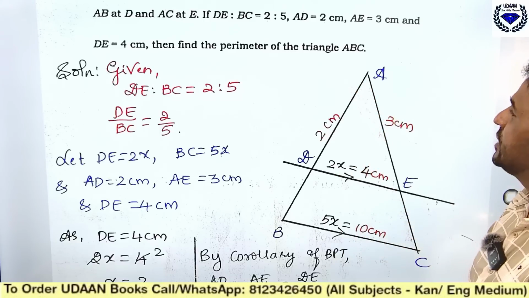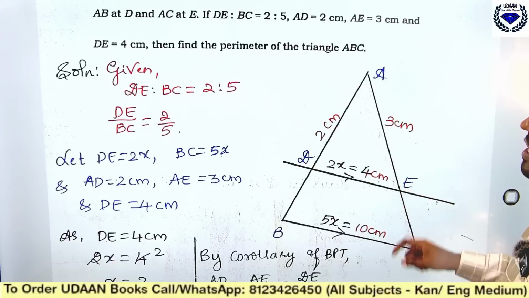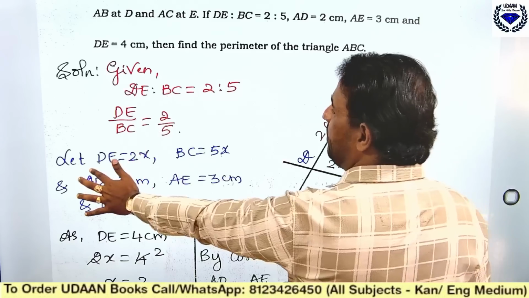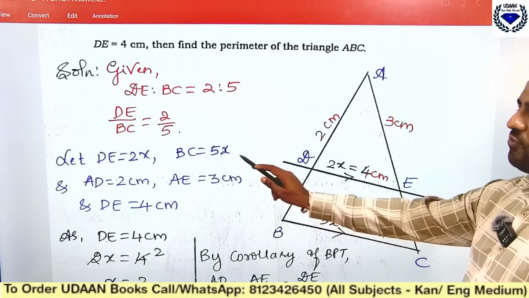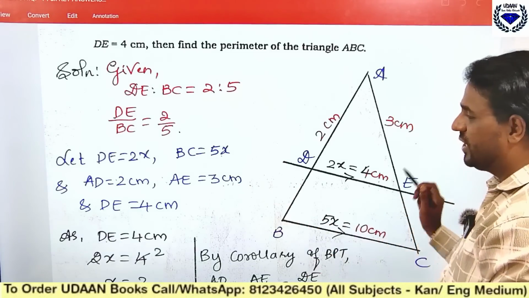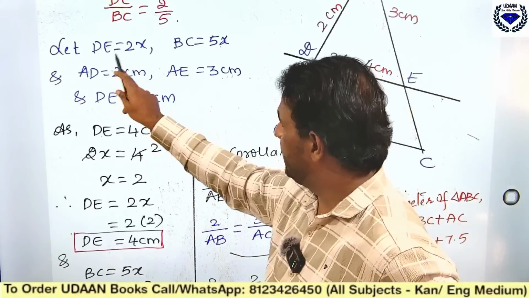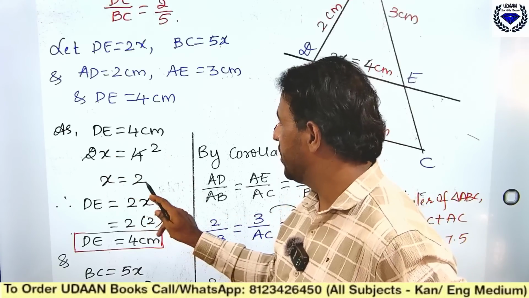DE is given as 2, then find the perimeter of the triangle, that means AB plus BC plus AC. Now given is what? DE is to BC is 2 is to 5. So I will take DE is equal to 2x and BC is equal to 5x, remaining already has been given. Now already DE is given as 4. Here DE I have assumed as 2x. So 2 ones are 2, twos are, you will get x is equal to 2.